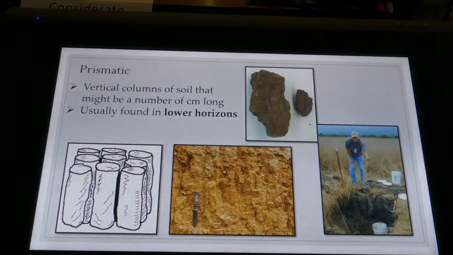Columnar. Oh, okay. So someone probably was looking at that, probably for a picture of that. Prismatic would have more of a triangular shape to it, and that's what's going to separate those two.